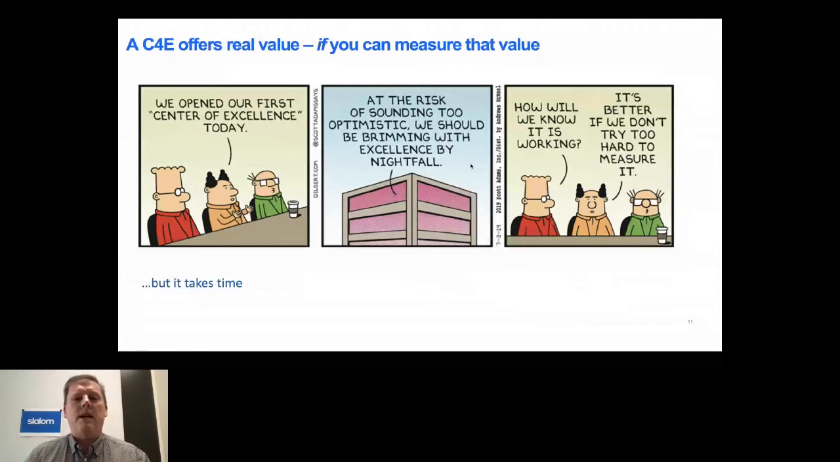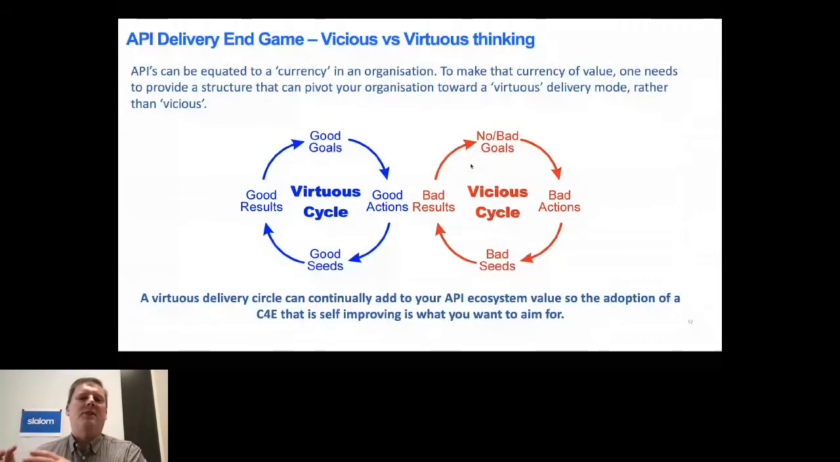So what's really the end game that you're trying to achieve here in a C4E? Well, in a nutshell, it's about trying to move towards a virtuous cycle of delivery, as opposed to a vicious cycle of delivery. In a vicious cycle of delivery, no goals, no objectives, bad behaviors, and poor quality measurements often lead to bad results, and that can just continue around endlessly. But in a good model, having objectives and things to measure and actions that help you achieve that create a virtuous circle of delivery that ultimately is self-sustaining for your C4E and your API delivery as well. So what we're trying to do is pivot towards a virtuous circle of delivery that will allow your C4E to help grow your capability and accelerate that to market.